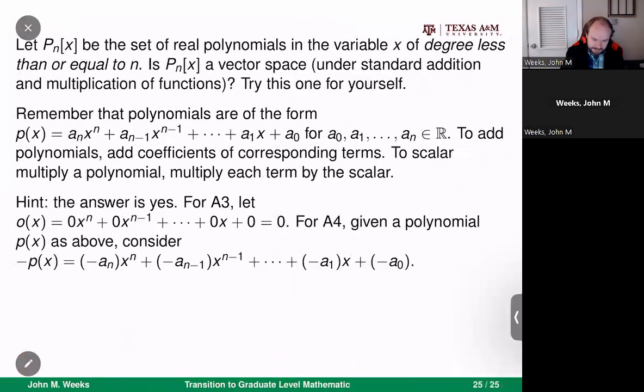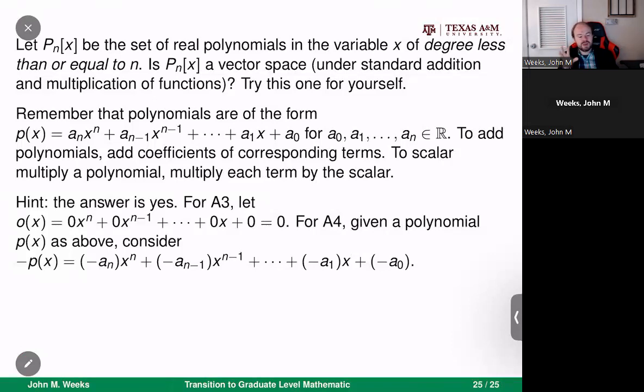What about this one? Let P sub n be the set of real polynomials in the variable x of degree less than or equal to n. The question is, is P sub n a vector space? Here we're doing everything under standard addition and multiplication of functions. If we ever don't specify that, then we mean that that's what's going on. It's the standard addition and multiplication. Try working through this one yourself a little bit. I've given some ideas here.